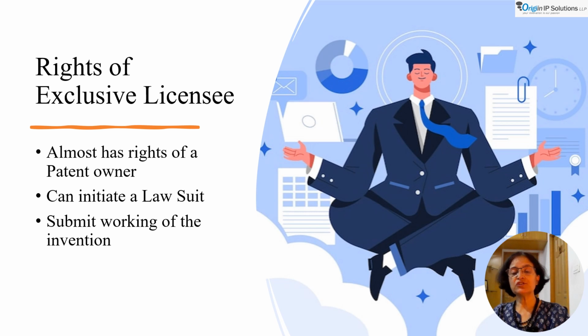So this report has to be submitted to the controller of patents by the patent owner every year to let the controller know what he is doing with his own invention. So if there is exclusive license between the patent holder and a company, then the company can submit to the controller working of invention report every year.